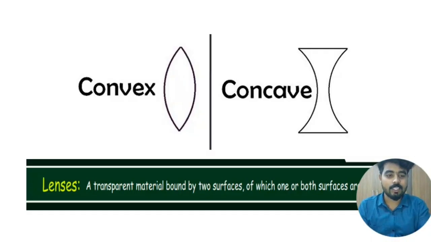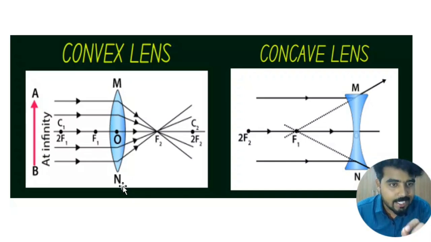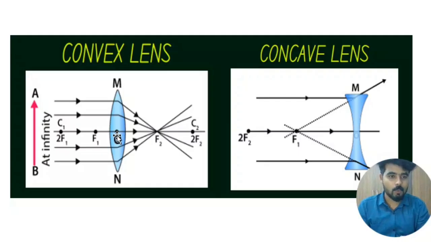Now we are going to see the next topic. Here you can see the distance between the M and N is known as aperture of a lens. Here the center point is known as optical axis of the lens. Here this F represents the focus and then this C1 or 2F1 represents the center of curvature of a lens.